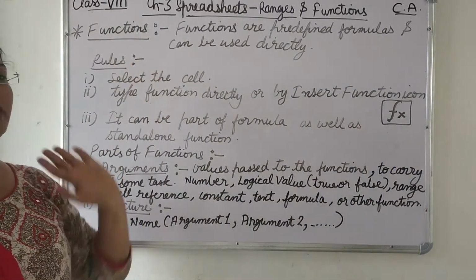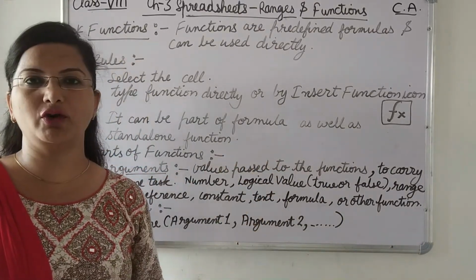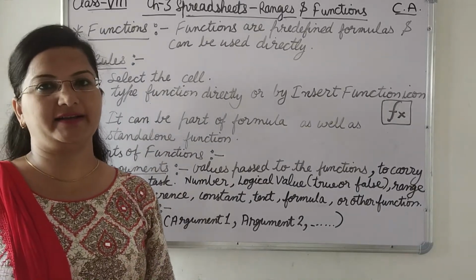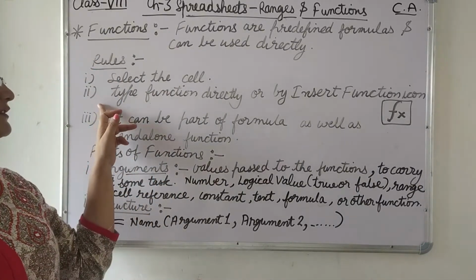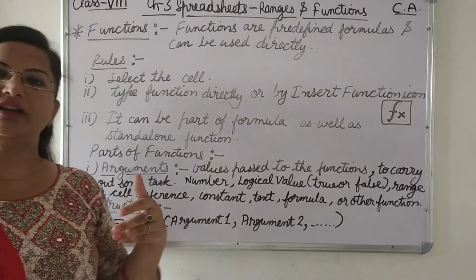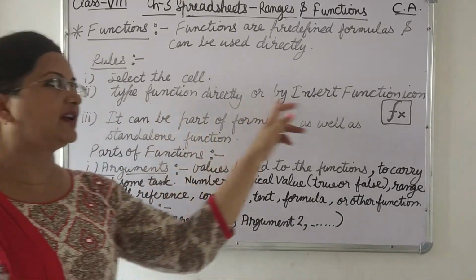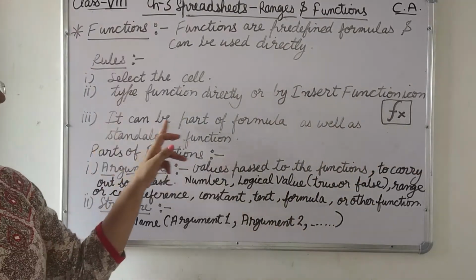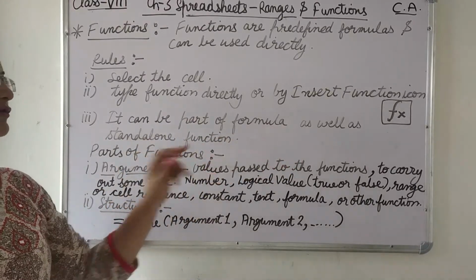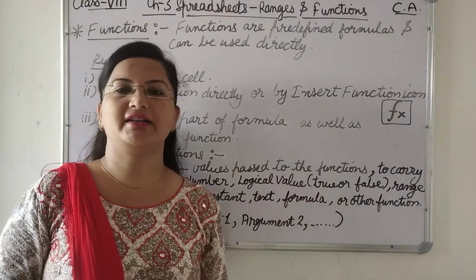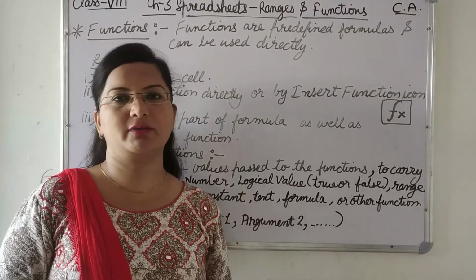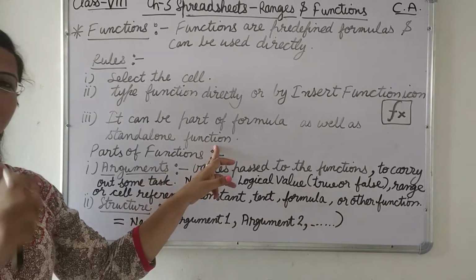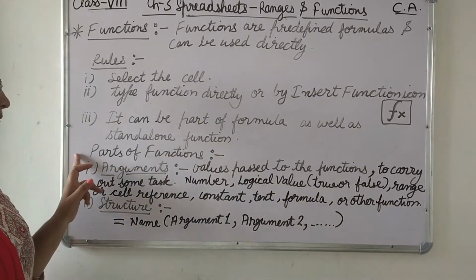So first of all, the rules. These are 3 rules that we have to follow while entering a formula. So first of all, what we have to do? We have to select the cell in which we want to insert the formula. Then after that, if we want, we can type the function directly, or we can click on the insert function icon and then we can type the function name. It can be part of a formula as well as a standalone function. If we want, we can write that function along with the formula, or simply we can write a standalone function, or we can write a simple formula, a single function.